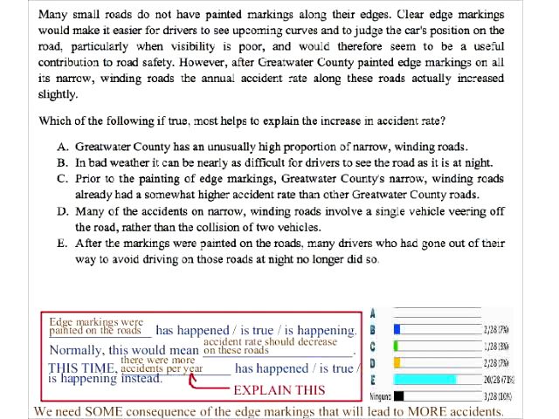But so E is it. If you have more drivers total, then that can very much lead to more accidents. Many drivers who had gone out of their way to avoid the roads no longer did so. This means that more people are using the road, especially at night. So more traffic on the road at night could reasonably lead to more accidents.